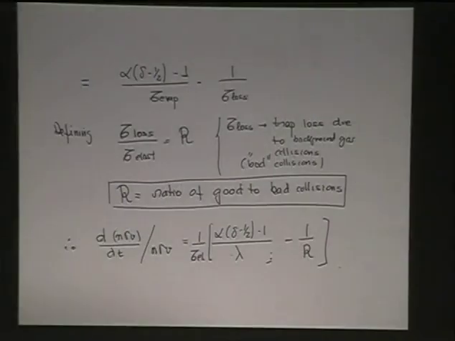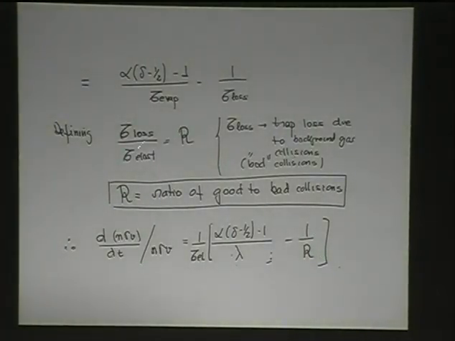And then I'm just going to progress a little bit and call the loss time, because I have a conventional loss, how much time it takes for a bad collision to take place, divided by the elastic collision time. And this ratio is the ratio of good to bad collisions, right? If this number is big, it means that I'm winning. If this number is low, it means I'm losing.